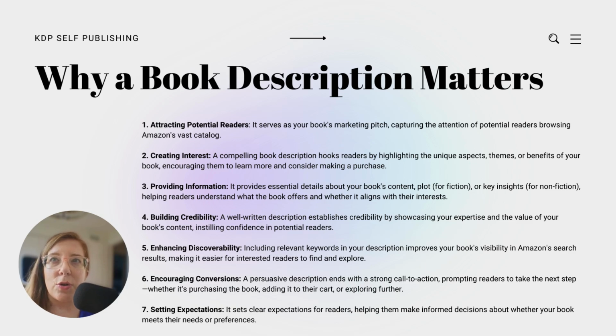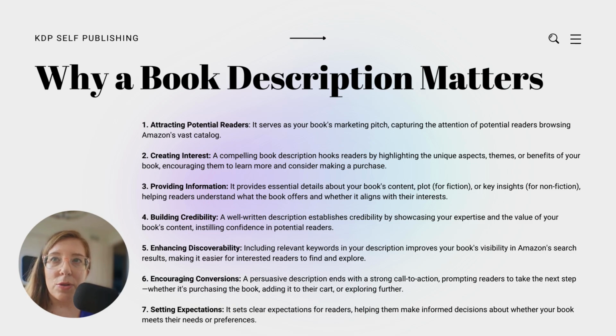Number two here, creating interest. A compelling book description hooks readers by highlighting the unique aspects, themes, or benefits of your book, encouraging them to learn more and consider making a purchase. So, again, we have to entice them, we have to hook them in, we have to get them curious to want to read the book, and it should kind of solve the problem that they're looking to solve.